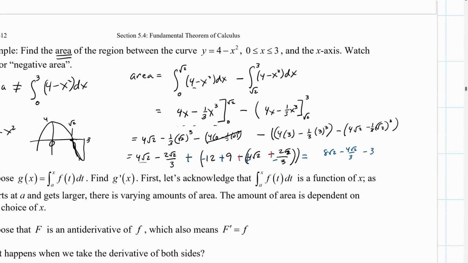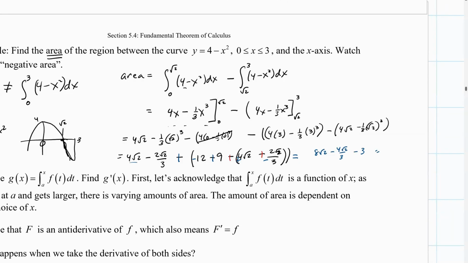That looks to me like the common denominator here, 24 root 2 minus 4 root 2 over 3 minus 3, or 20 root 2 over 3 minus 3. And that's a good answer.